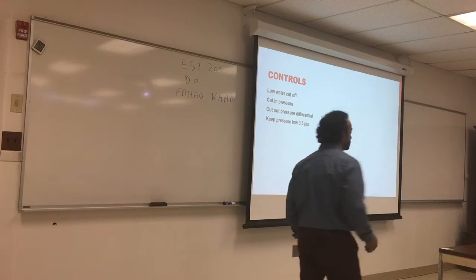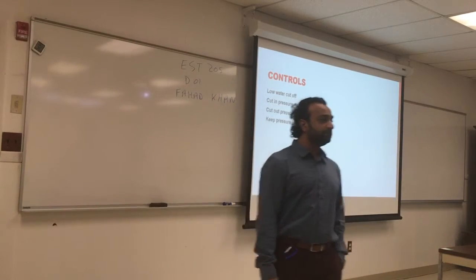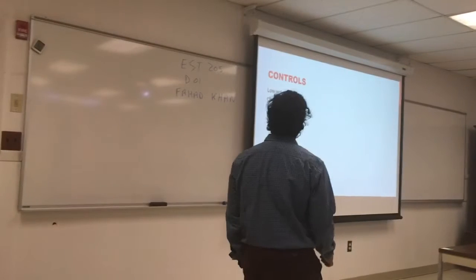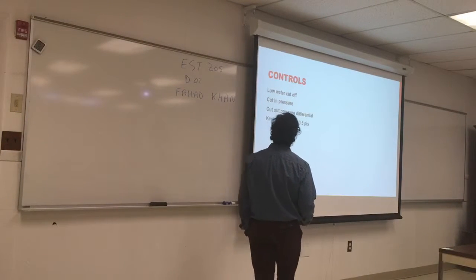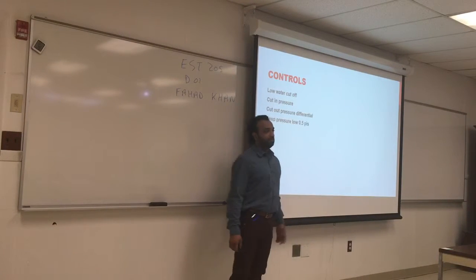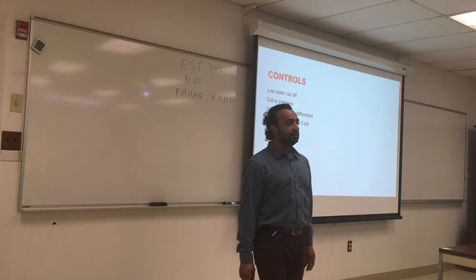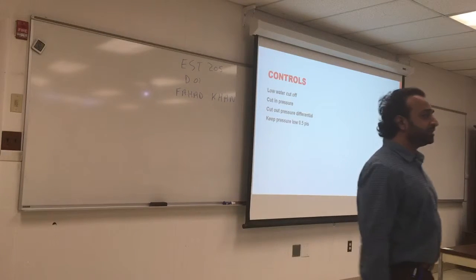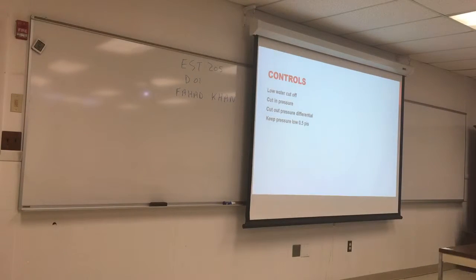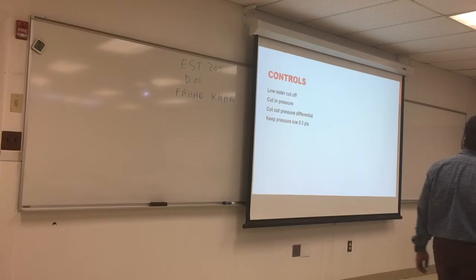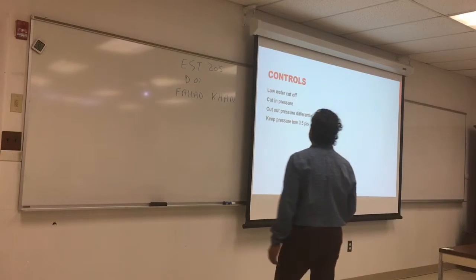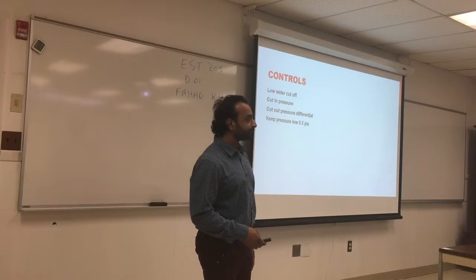We talk about the controls: low water cutoff, cut-in pressure, cut-off pressure, differential, and we want to keep the pressure at 0.5 psi. The maximum pressure for residential is 2 psi in the system, and if you go to the code, they will not allow you to have a boiler that can maintain more than 15 psi pressure. So these are the controls we need for steam.